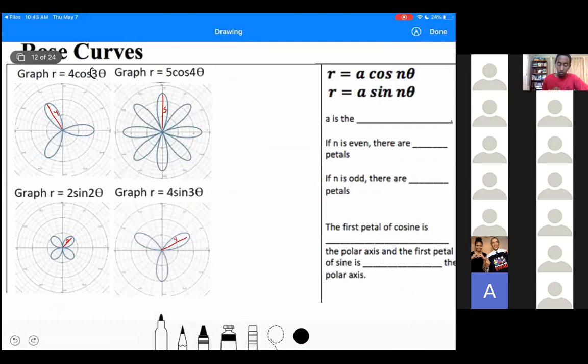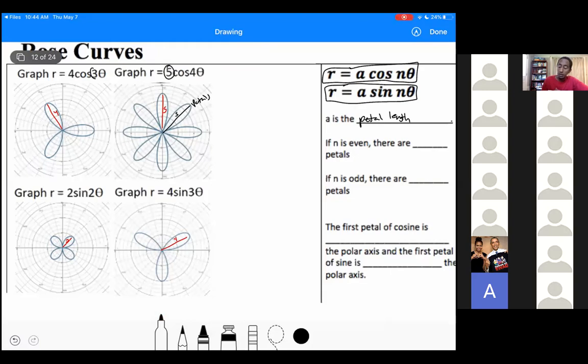Okay. So the general form is either r equals a times cosine of n times theta, or r equals a times sine of n times theta. A is going to be similar to how in a circle it is the diameter. Here we'll say it's the petal length. A is going to be the petal length, the distance from the pole to the edge of each petal. These are petals here. So from here to here, if the A is 5, then this distance is 5, okay?